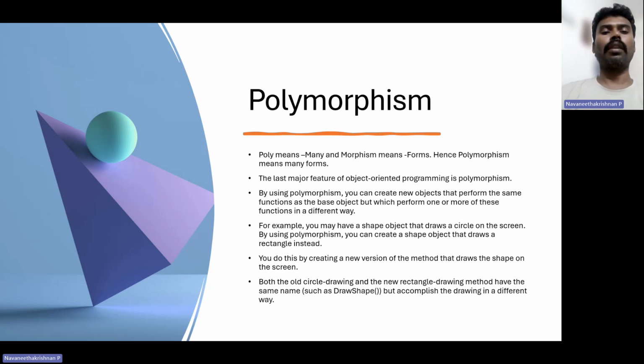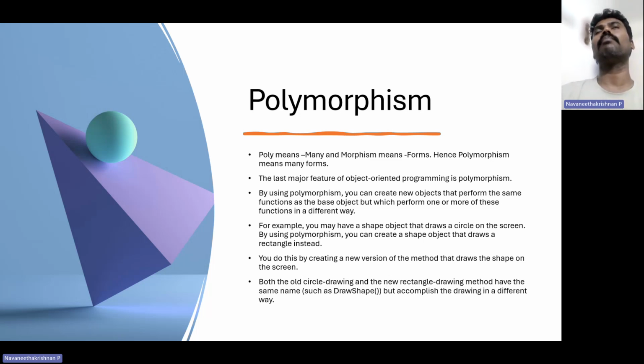Here, an entity can exist in many different forms. That is what we are referring to as polymorphism. Now, when I say entity, what can be an entity? Suppose, for example, a student, he's inside the class, he is a student. When he comes out of the class and goes home, he is a son to his parents.